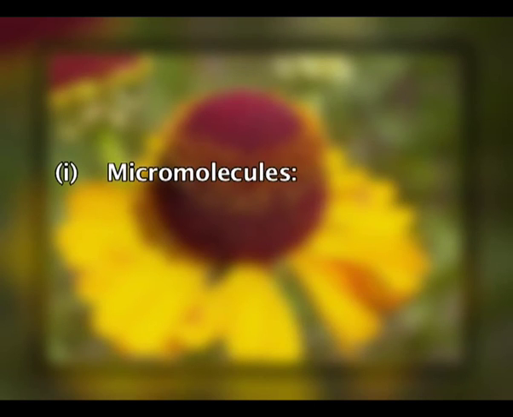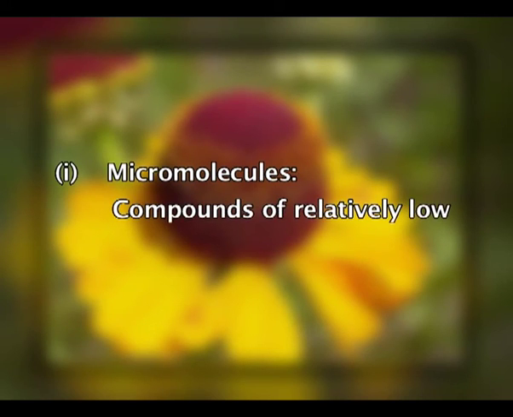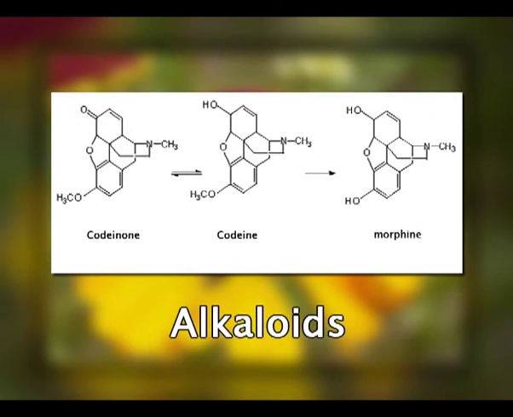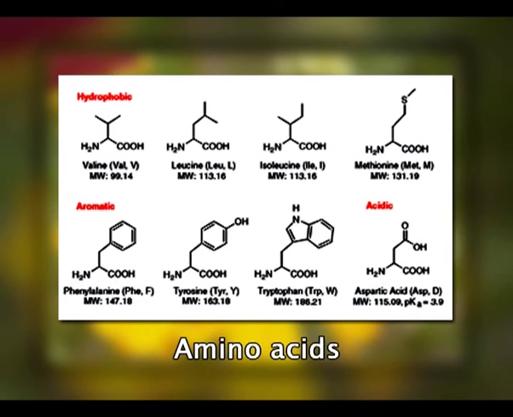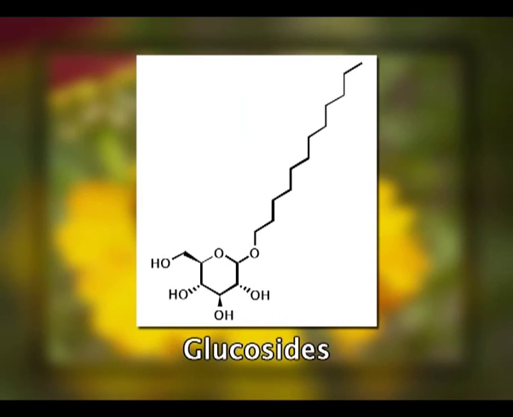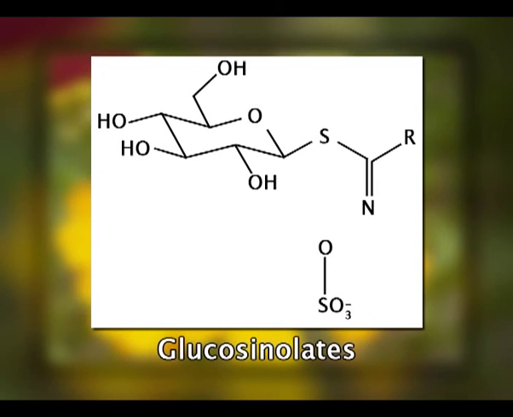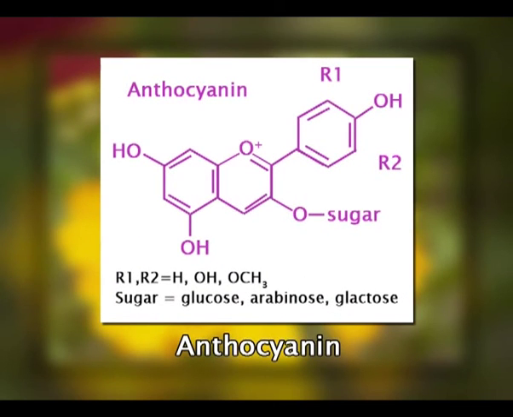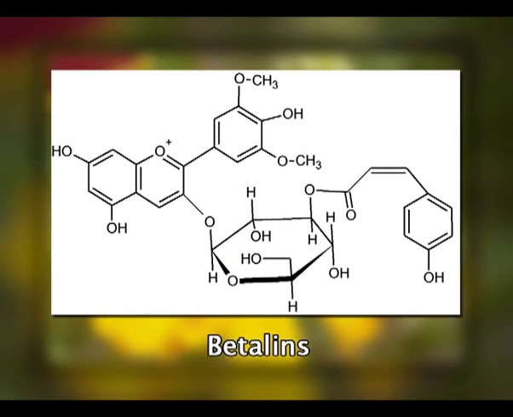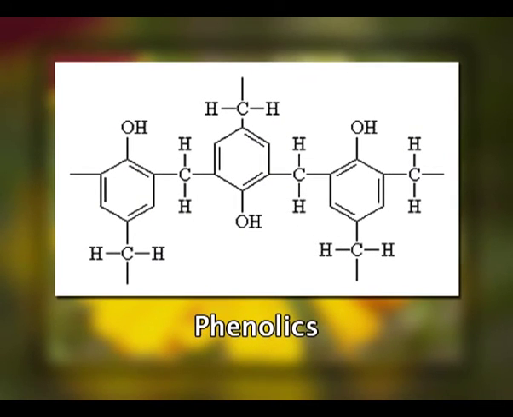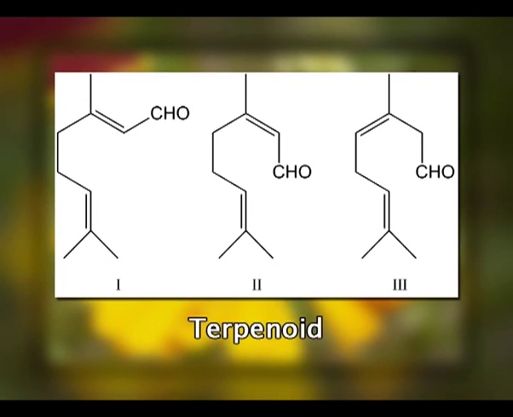These chemical constituents are classified according to their molecular size into the following. First, micromolecules. Compounds of relatively low molecular weight, for example alkaloids, amino acids, cyanogenic glucosides, glucosinolates, pigments like anthocyanins, betalains, and so on. Phenolics like flavonoids and so on, and terpenoids.